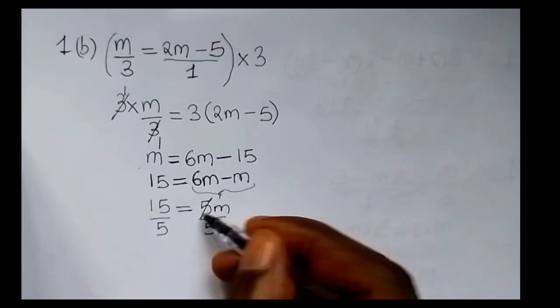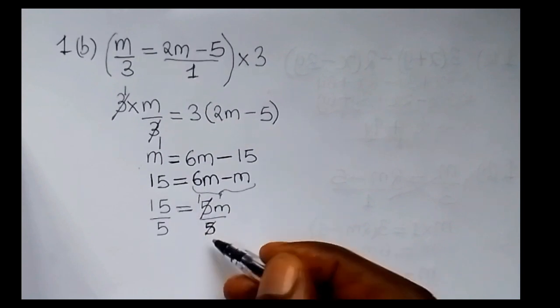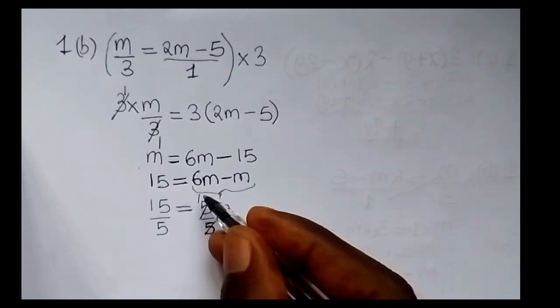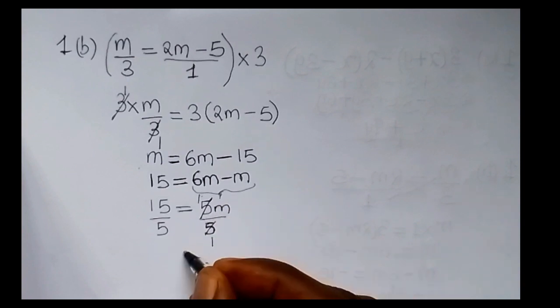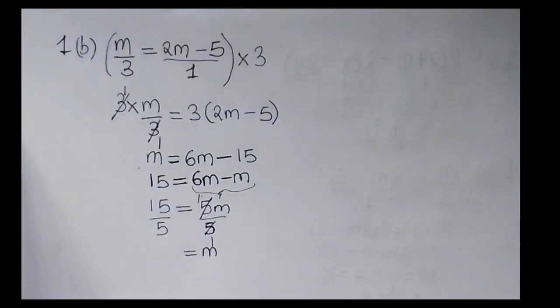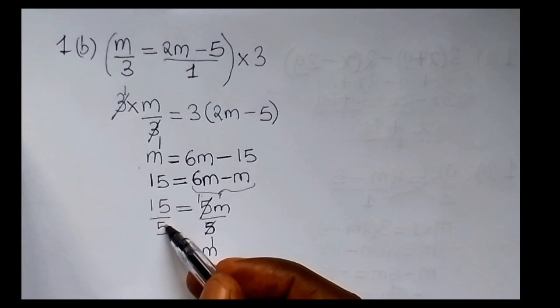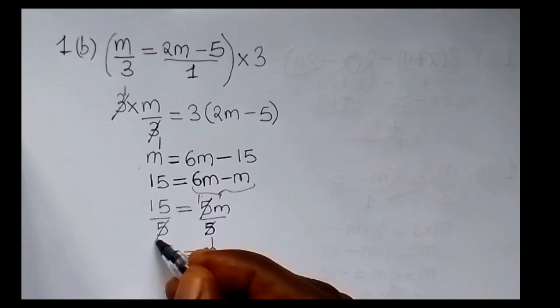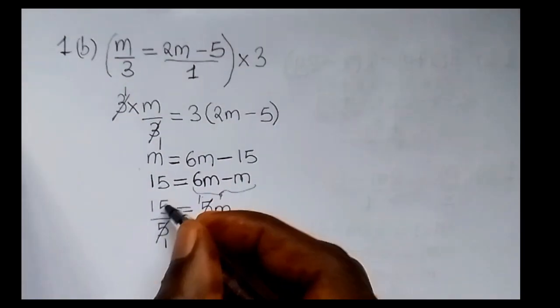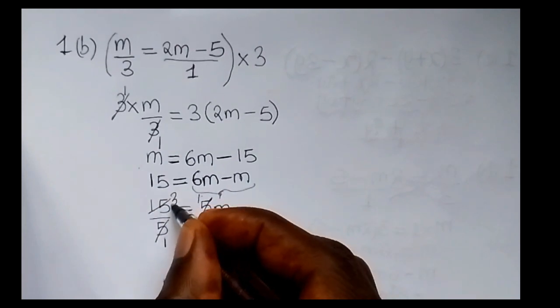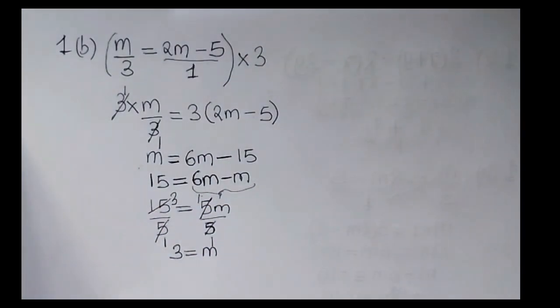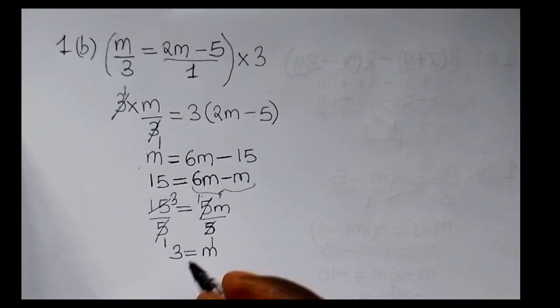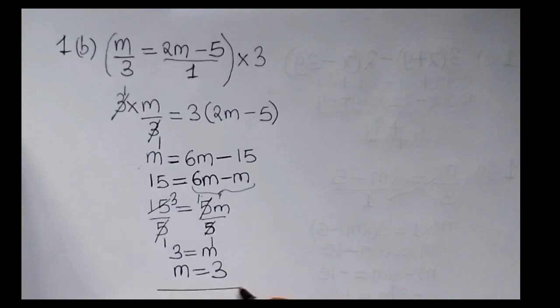So 5 into 5, 1. 5 into 5, 1. And then 1 into 1, that's 1 times m, gives us m this side. And then 5 into 15, 5 into 5, 1, 5 into 15, that's a 3. So this is 3 is equal to m, which can also be written as m is equal to 3. And this gives us the same solution as the first method.